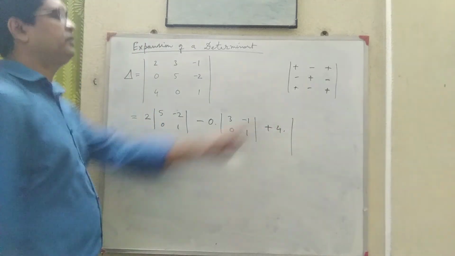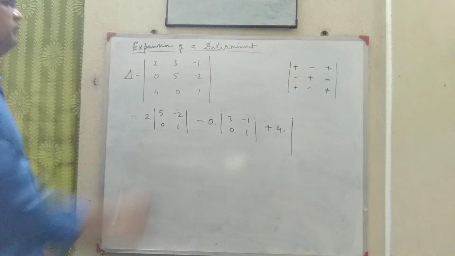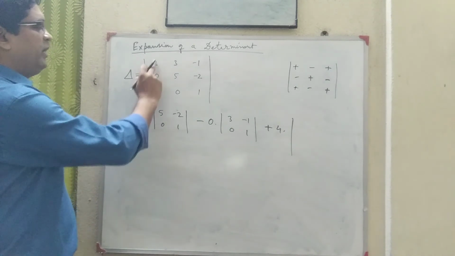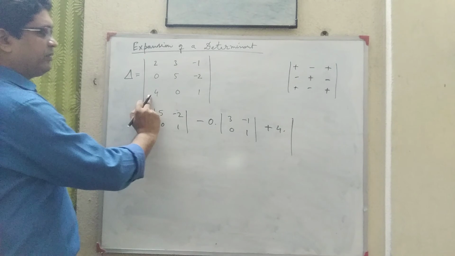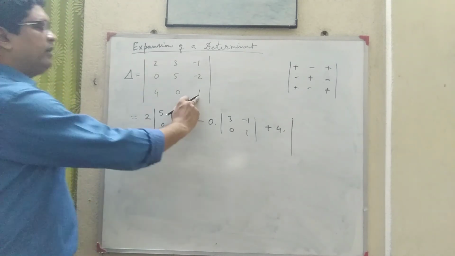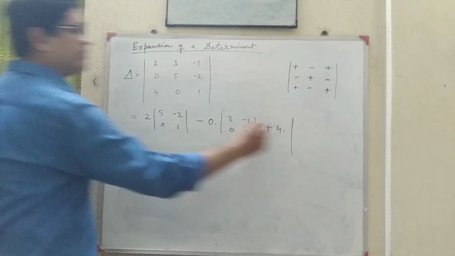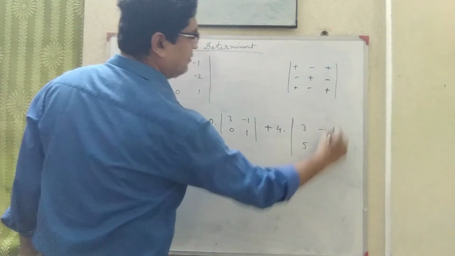plus, why? Because the sign here is plus, that's why plus 4 into the cofactor of 4. The 4 lies in the first column and third row, so you just cover first column and third row, and we will get 3 minus 1, 5 minus 2. So 3 minus 1, 5 minus 2.